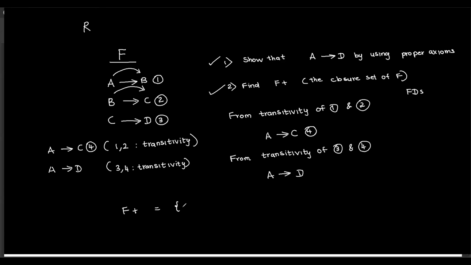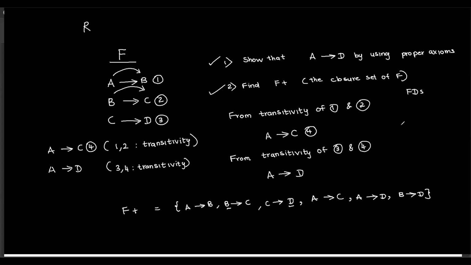So we know A functionally determines B, B functionally determines C, and C functionally determines D. So I can say A functionally determines C, which can be derived from this. Also, A functionally determines D, that I have also derived. And we can say B functionally determines D. That's also possible. So this is F plus.